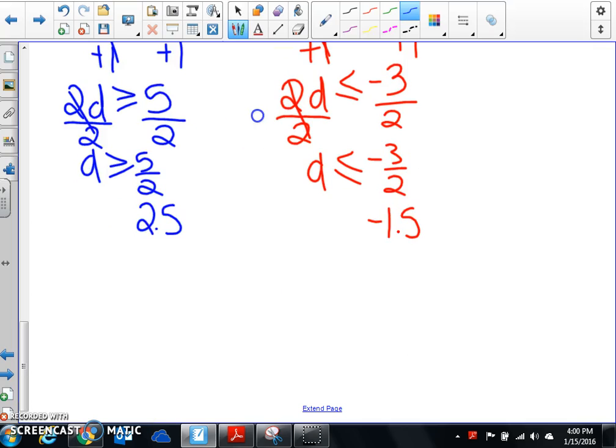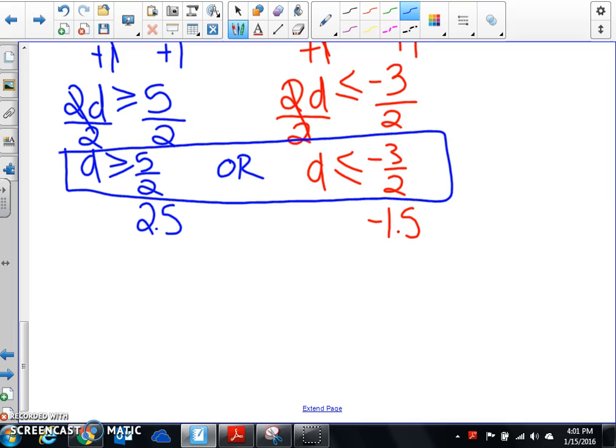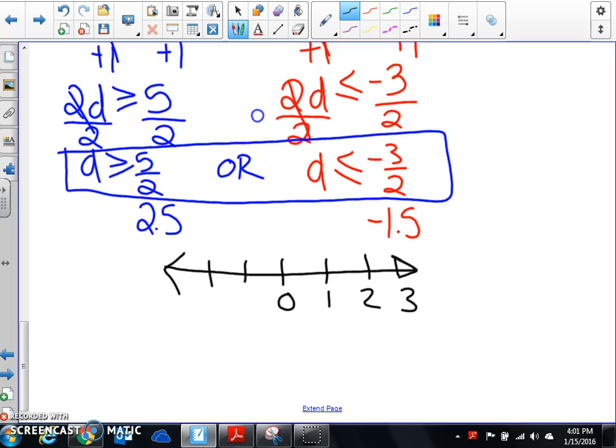All right, so this is my solution. Actually, let me put this up here. Let's go ahead and graph it. It's ors, so they should be going opposite ways, hopefully. Let's do 0, 1, 2, 3, negative 1, negative 2. Let's start with the 5 halves. 5 halves is 2.5, which is in between 2 and 3. So it's a closed circle going to the right. And then negative 3 halves is negative 1.5, which is in between negative 1 and negative 2. Closed circle going to the left.